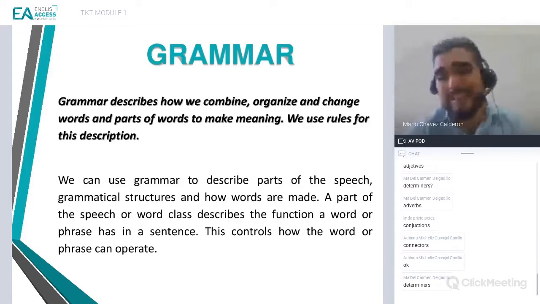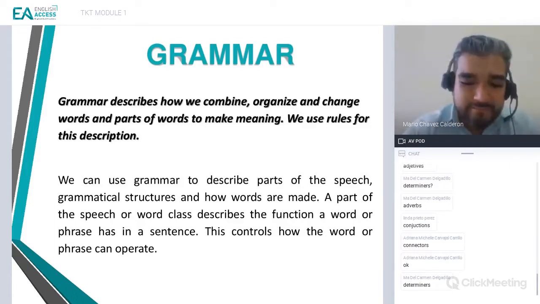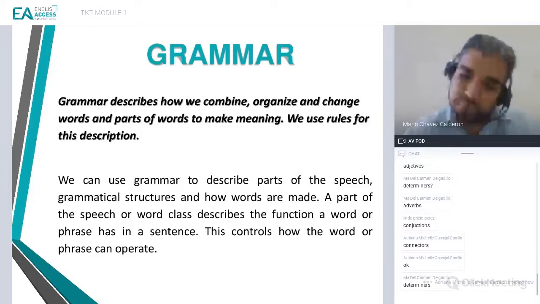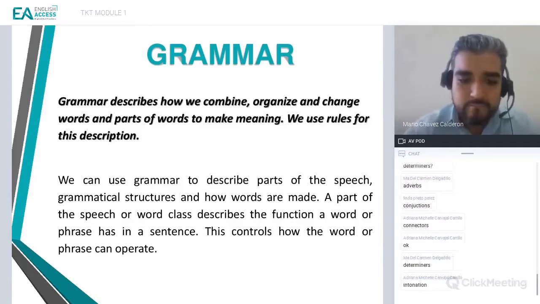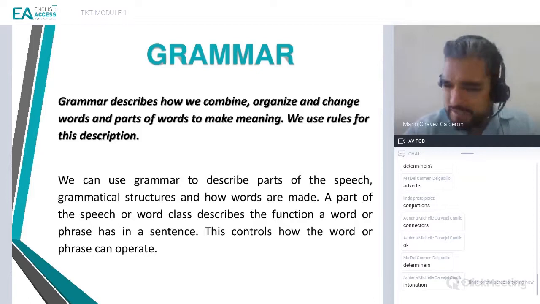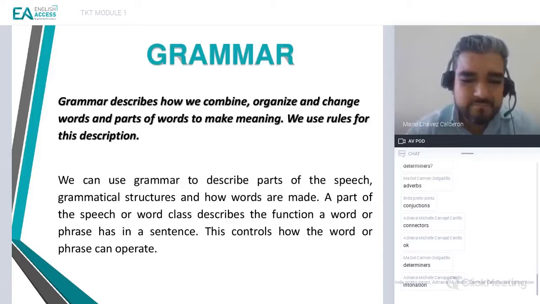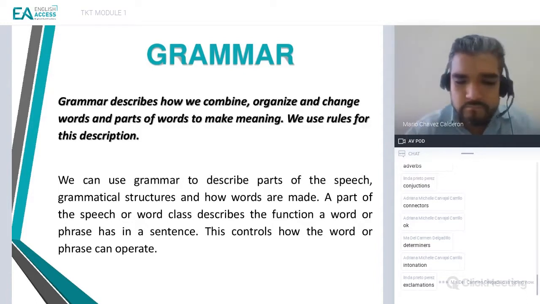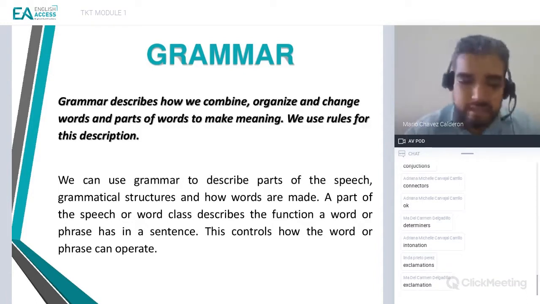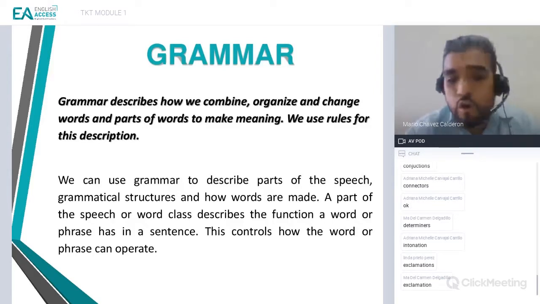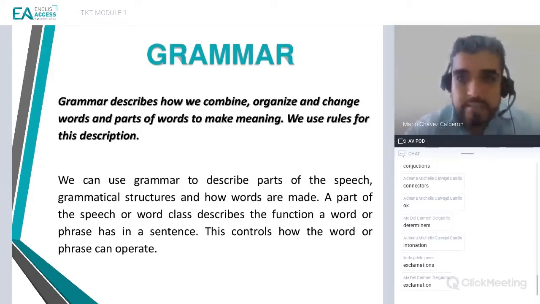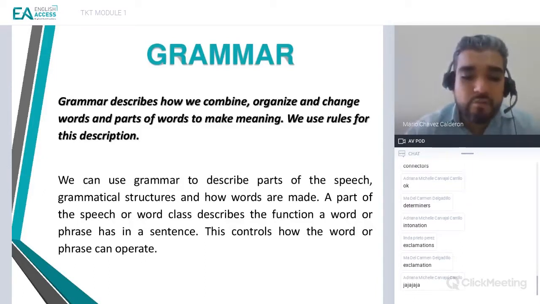No, determiners. No, intonation. We are not talking about phonology. Exclamations, yes. Exclamations or interjections. That's the name that we give them. Exclamations or interjections. Very good.